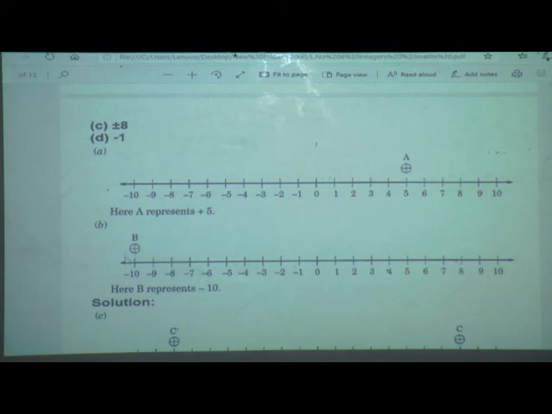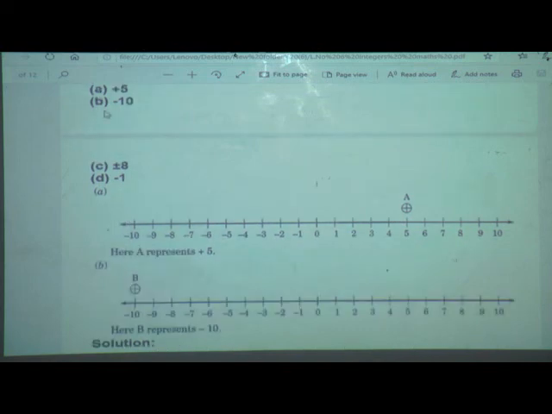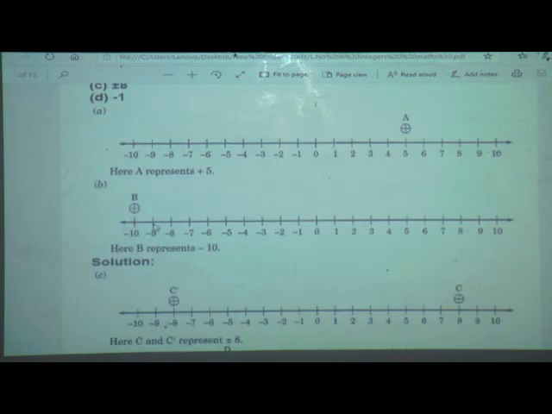Next question, here we have to represent minus 10. Now towards the right side we have positive, and towards the left side of 0 we have negative. So minus 10, so we have to move towards the left side. So minus 1, minus 2, minus 3, minus 4, minus 5, minus 6, minus 7, minus 8, minus 9 and minus 10. So mark this point and name it as B. So in this number line we represented a point B, that is minus 10.